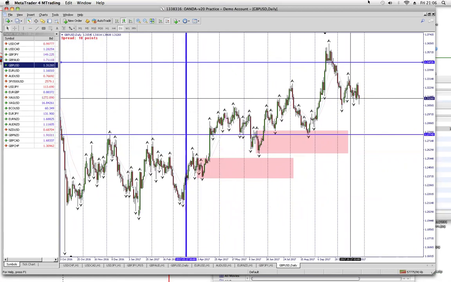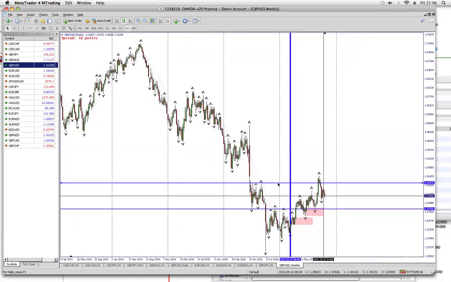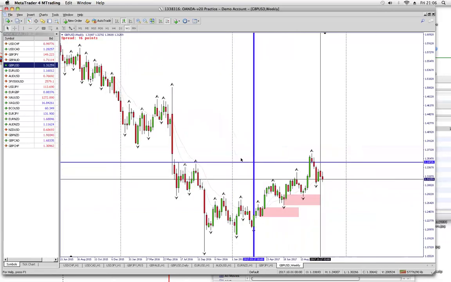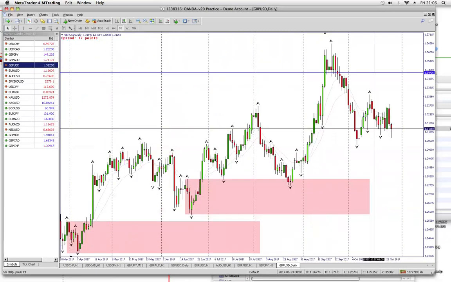We're heading up on the weekly, and our target is here. Let me delete this one, it's confusing. So we've got going up, and our target's here. You go down to the daily. So we're going up on the daily, but we come back down on the daily because we want to run stops here and here, and that's why the market always comes down to run stops.